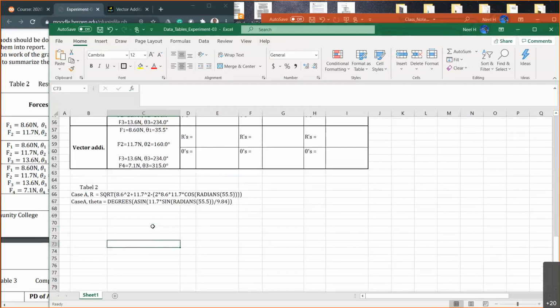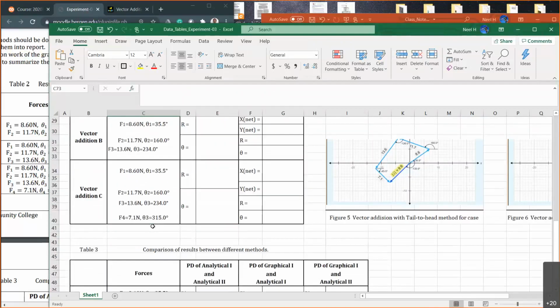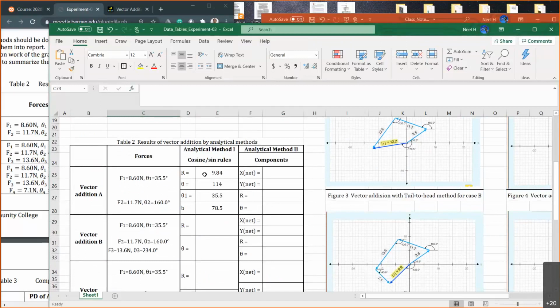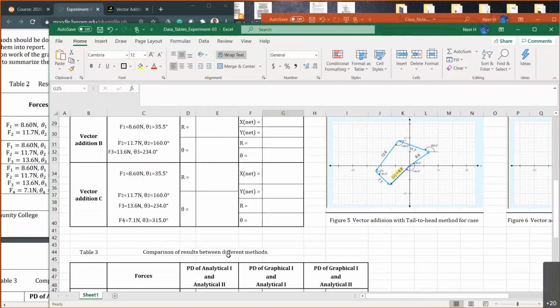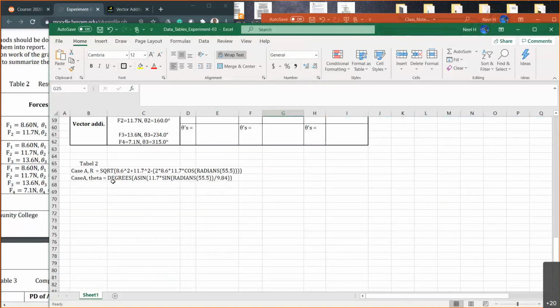Now that is actually our case A, cosine sine rule. We need to do the component method for the same one. Now, the component method, on the other hand, is actually... anybody have any difficulty doing these functions? Everybody okay with that? Can manage?